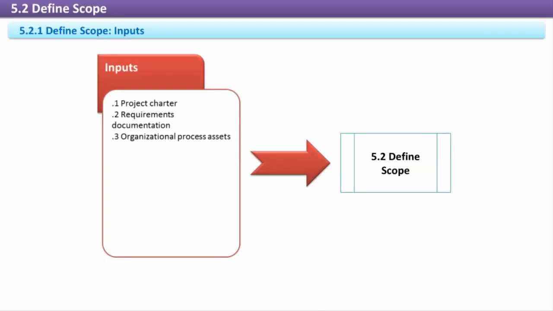Define scope. Inputs. Project charter. The project charter formally authorizes the project and the project manager. It also provides the business case, objectives, and success criteria of the project. The charter provides the framework for the project requirements.